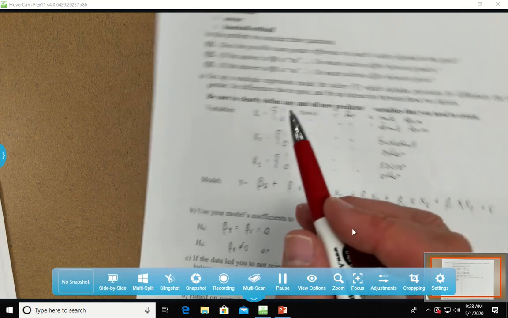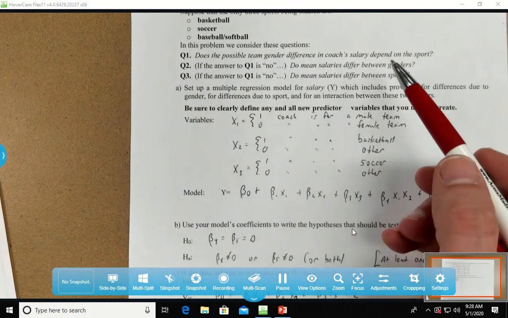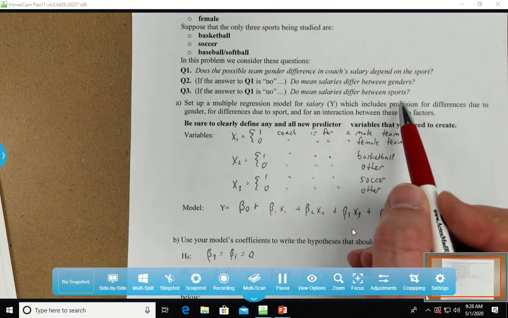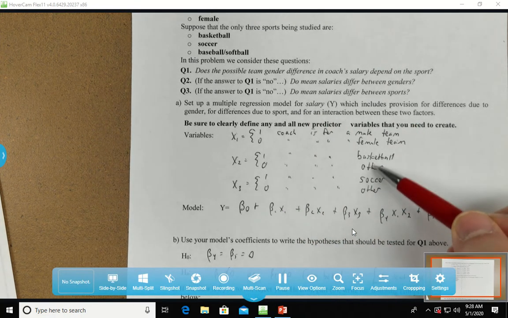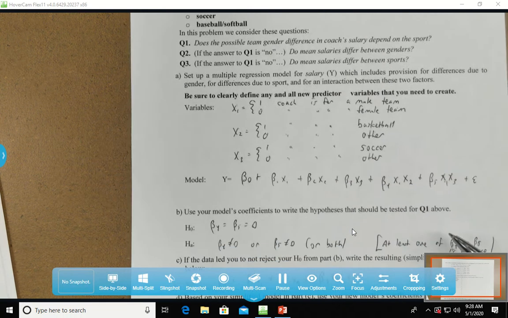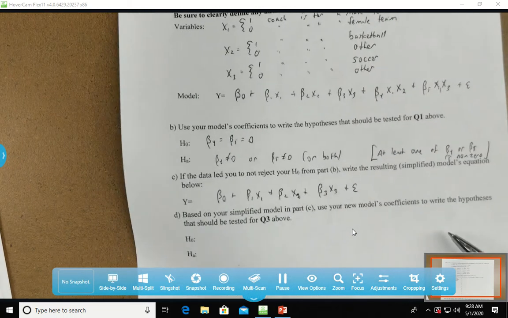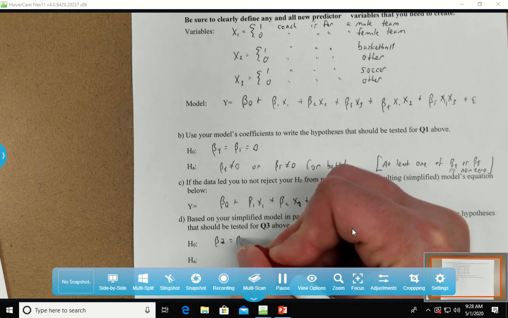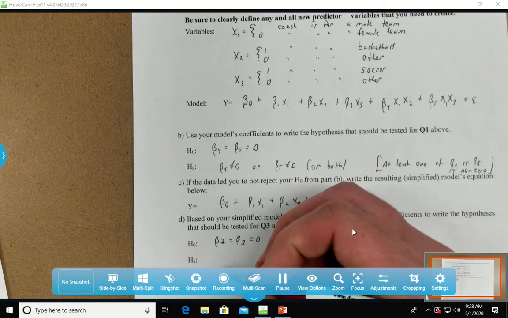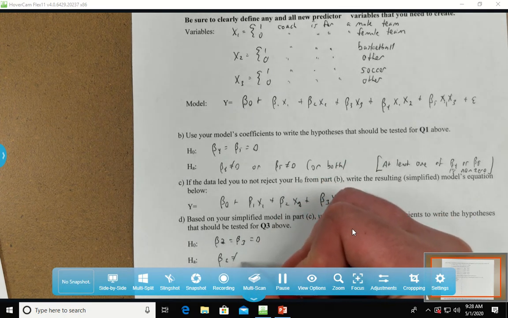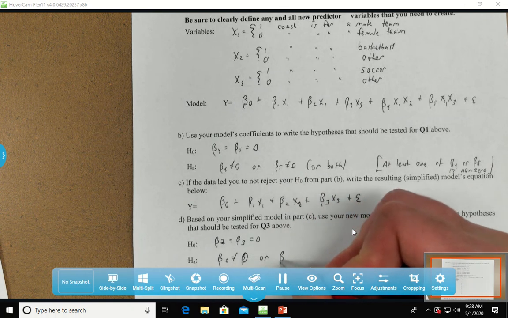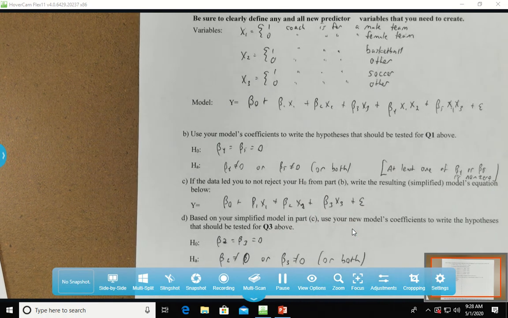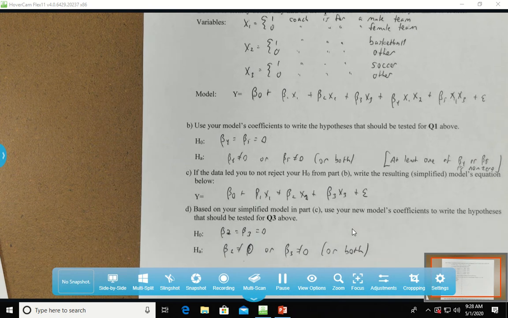So we're looking at question 3. Do mean salaries differ between sports? The sports are x2 and x3, so for this main effect, our null hypothesis would be beta 2 equals beta 3 equals 0. And the alternative is that beta 2 is not equal to 0, or beta 3 is not equal to 0, or both. That's where we test this, and this would be a partial F test.